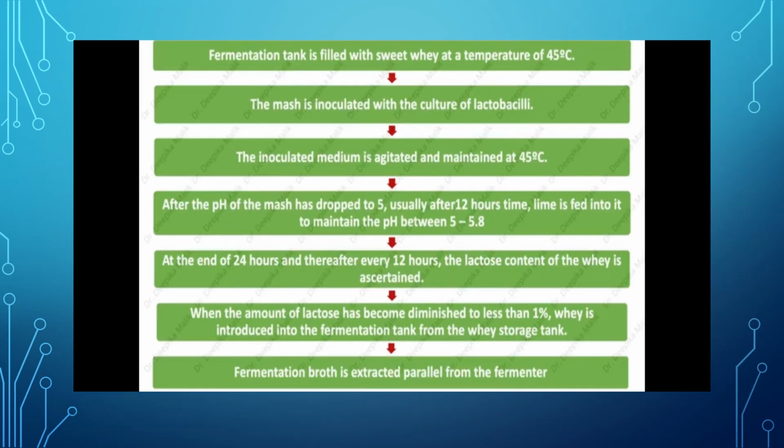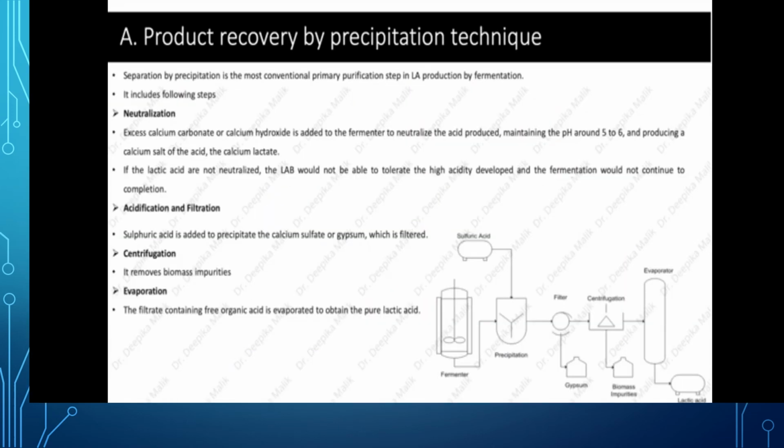Here is the summary of the various processes that occur during the fermentation. Product recovery by precipitating techniques. There are different techniques that are performed for the recovery of your product. Separation by precipitation is the most conventional primary purification step in lactic acid production by fermentation. It includes various steps.